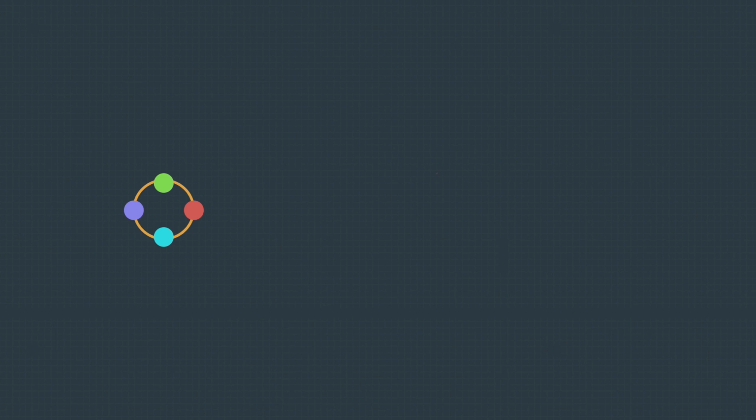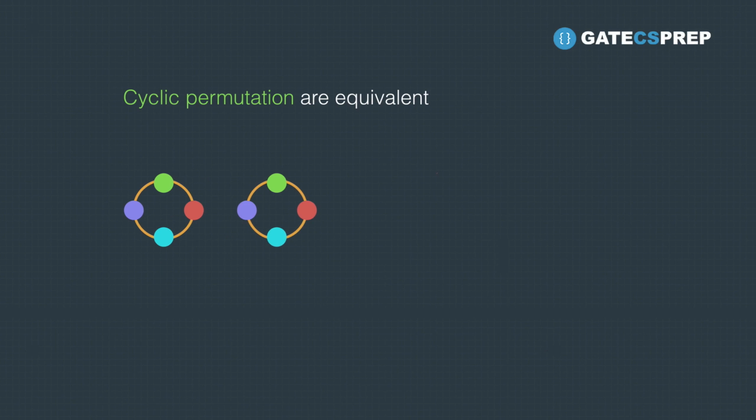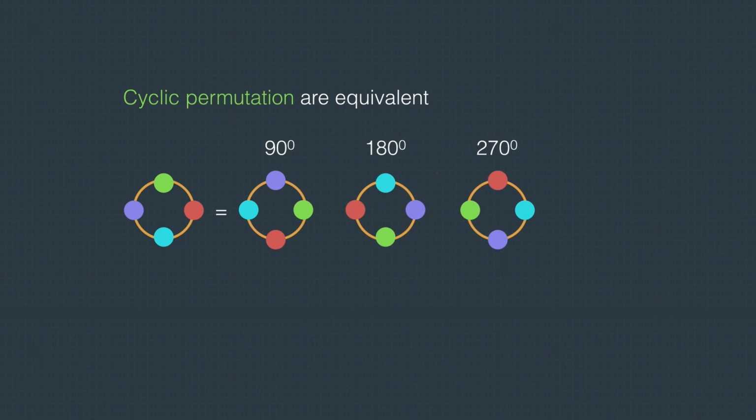Circular permutation. Here I have four objects placed around a circle. One thing to note, for objects placed around a circle, cyclic permutations are equivalent, which means that if I take the same arrangement and make a rotation by 90 degrees, these two are considered to be same. And even the other two angles, which is 180 and 270, even these are same.